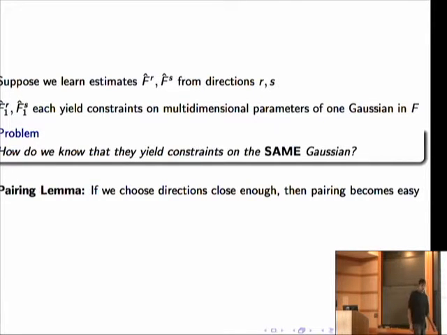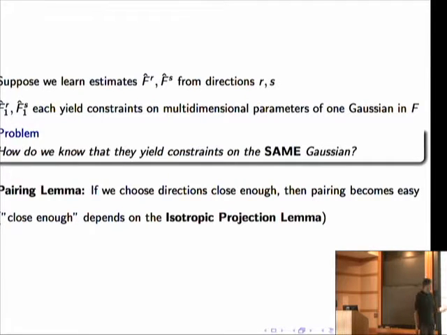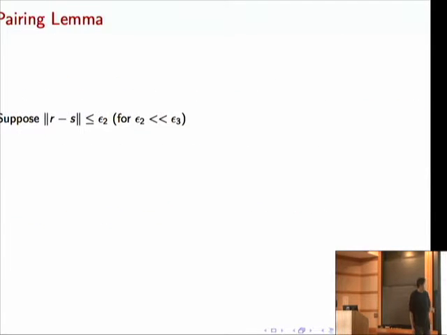But we'll cheat a different way. The idea is that if we choose directions close enough, then pairing becomes easy. And here, the notion of close enough will depend on the isotropic projection lemma. More specifically, it'll depend on what this epsilon3 quantity is that we got out. So here's the idea. Suppose the directions r and s are close to each other. They're within some quantity epsilon2, where epsilon2 we think of as much, much smaller than epsilon3, but it's still polynomial in epsilon3, so it's only polynomially smaller.